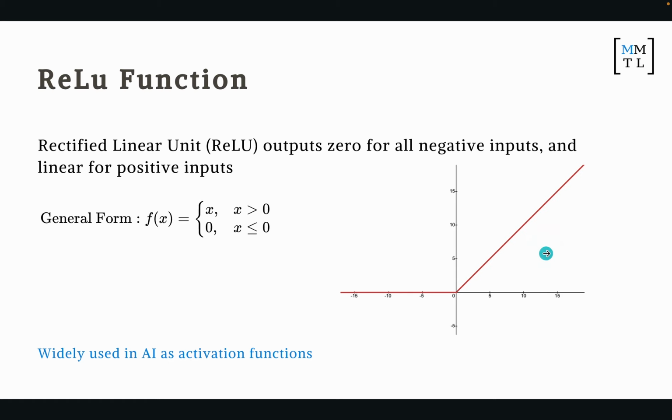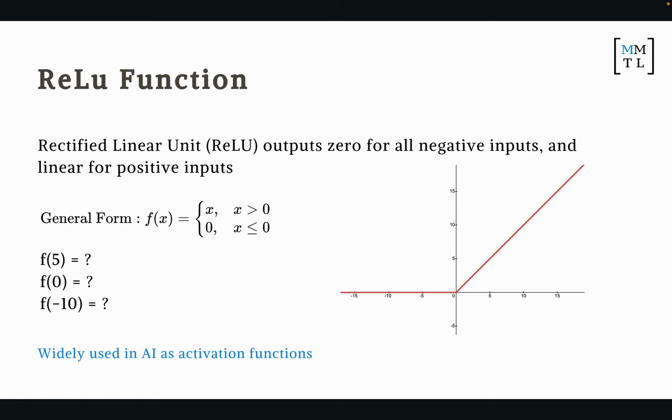Okay. This is a bit more tricky. So this is a rectified linear unit. Rectified just means changed into linear, and it outputs 0 for all negative inputs and linear for positive inputs. So basically, you can imagine this is a function that just wipes out whatever is negative coming in and only retains the positive side.